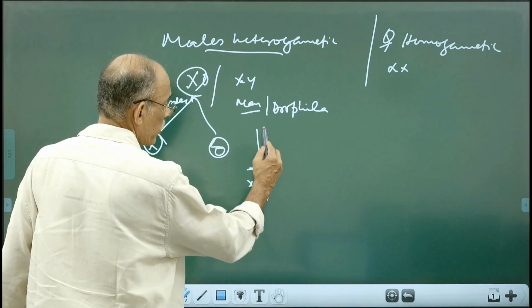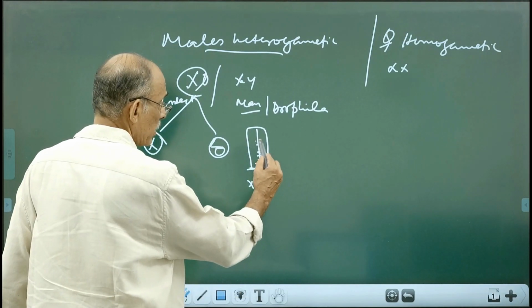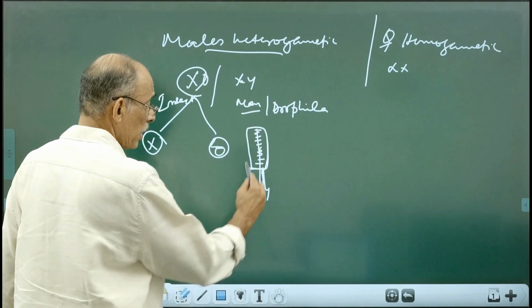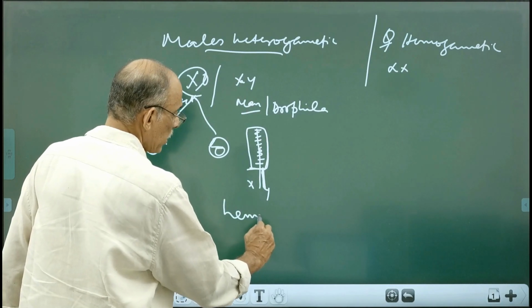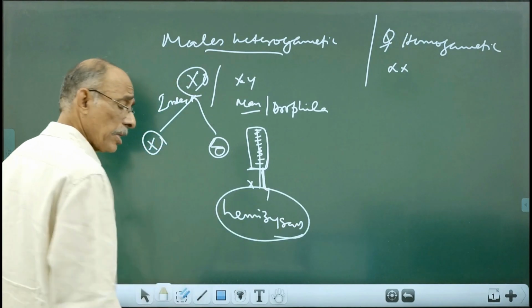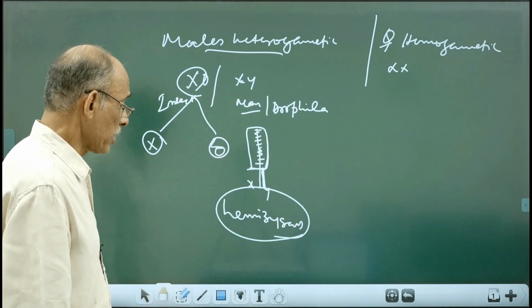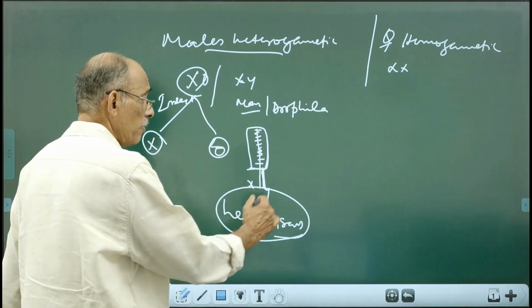Whereas this much portion, they do not have any Y chromosome. So whatever genes present on this X chromosome will be represented. This condition is known as hemizygous condition. Due to the absence of the Y chromosome, the characters present on the X chromosome are expressed. So this is hemizygous condition.